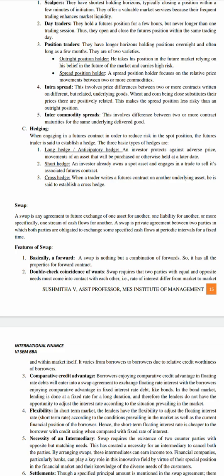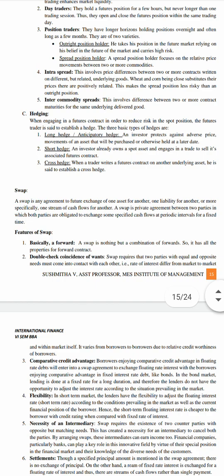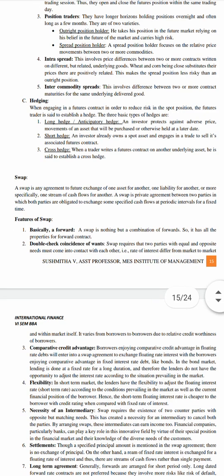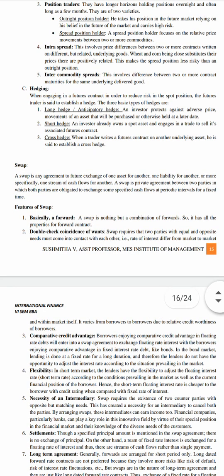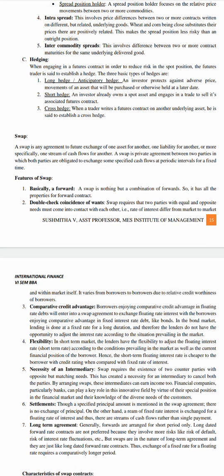A long hedge is when an investor protects against adverse price movements. What is long? Long is nothing but going long to buy. Short is nothing but sell. So always remember, long is when you are anticipating some change in the future so you buy today itself. Short is when you are anticipating some change in the future, so you sell it now itself and settle the transaction. That is called a short hedge. Cross hedge is when a trader writes a future contract on another underlying asset. For example, I have already entered into a foreign exchange future, and again I make my underlying asset an agricultural commodity. That means I am doing a cross hedge. When my underlying asset is in another asset, that is called a cross hedge.